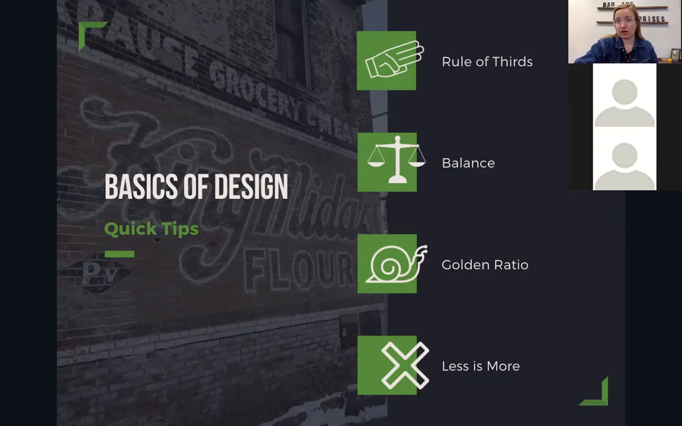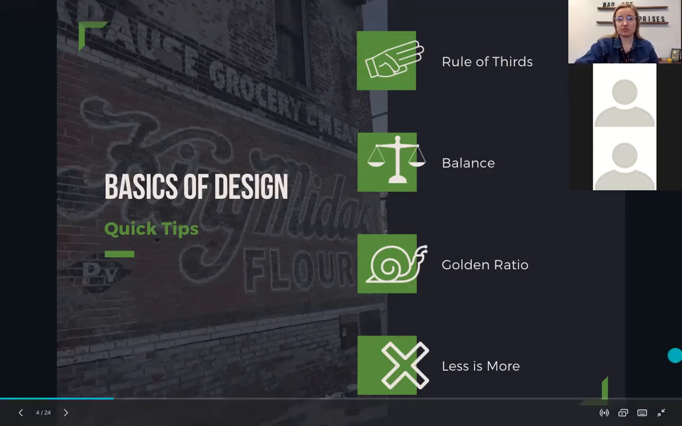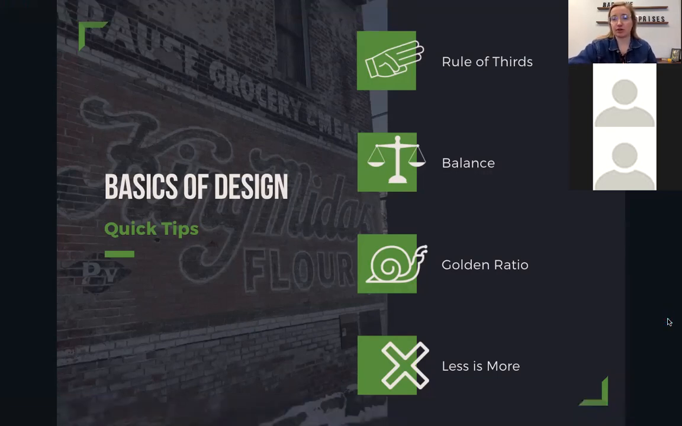To start, we're going to go over design basics. These are some things that are going to help you take better images and create more balanced designs that are more appealing to the human eye. The way that we do that is we combine all of these different design tenets and apply them to taking images. The first one is the rule of thirds. The second one is balance. The third one is the golden ratio. And the fourth tenet is less is more.